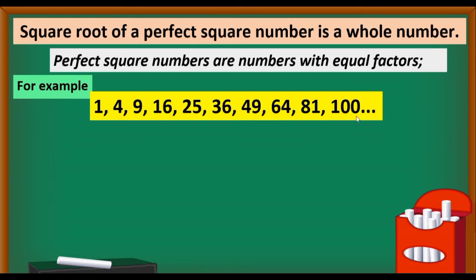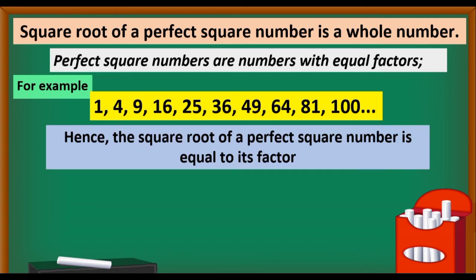So, meron pa po yan. And so on and so forth, di ba? Hanggang 25 yung kinuha natin kanina. The square root of a perfect square number is equal to its factor. So, square root of 1 is 1. Diba? Square root of 1.